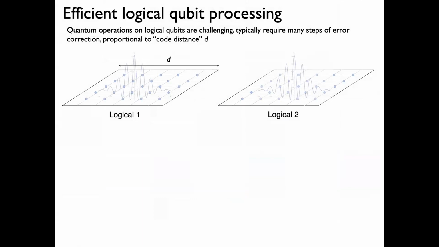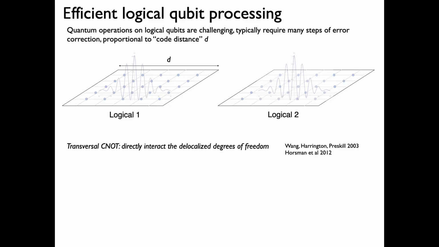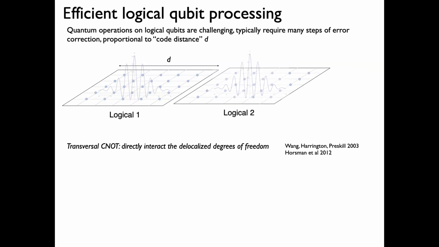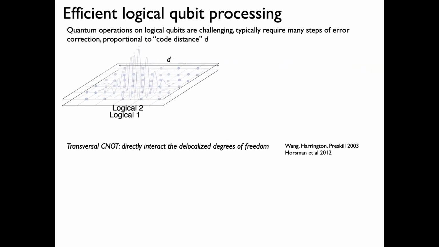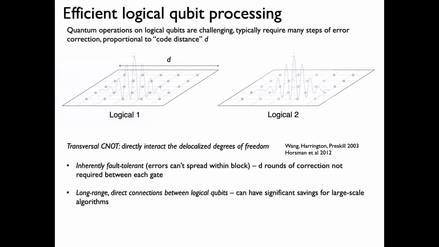And once you start doing operations, it's involved because you have to do a lot of gates, but also it turns out that you have to do a lot of these parity checks. But there are other approaches, and in particular there is this idea of transversal operations in which you can directly integrate the delocalized degrees of freedom. What you can do is just bring these blocks on top of each other, apply the gate, and bring them apart. It turns out it's a very powerful approach because it's inherently fault tolerant. The errors don't spread within the block.